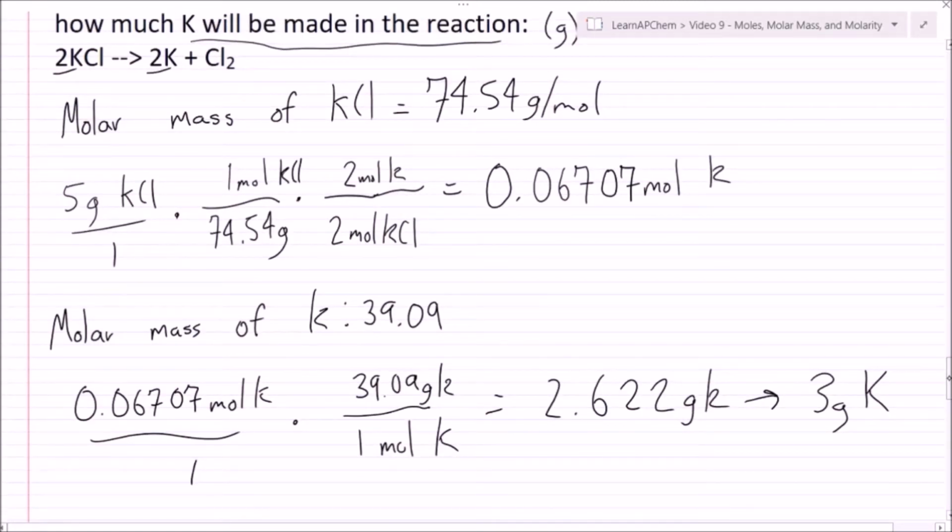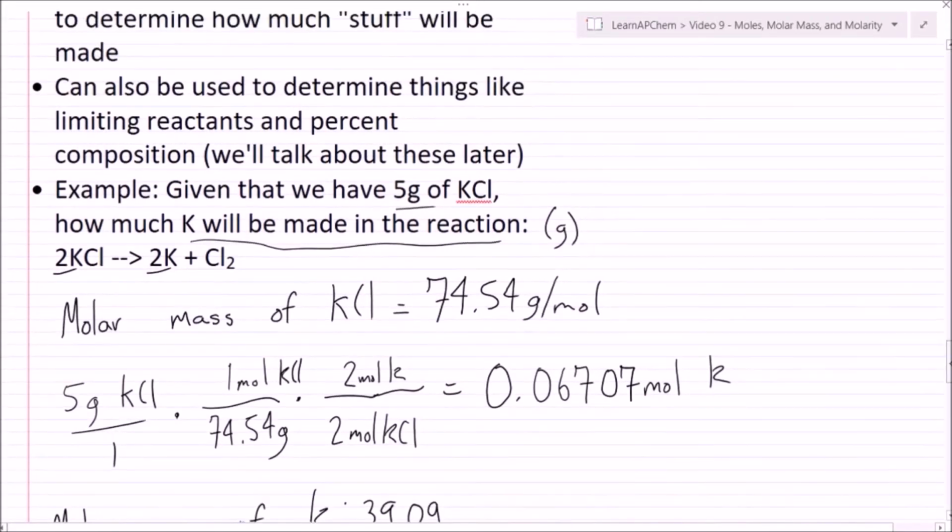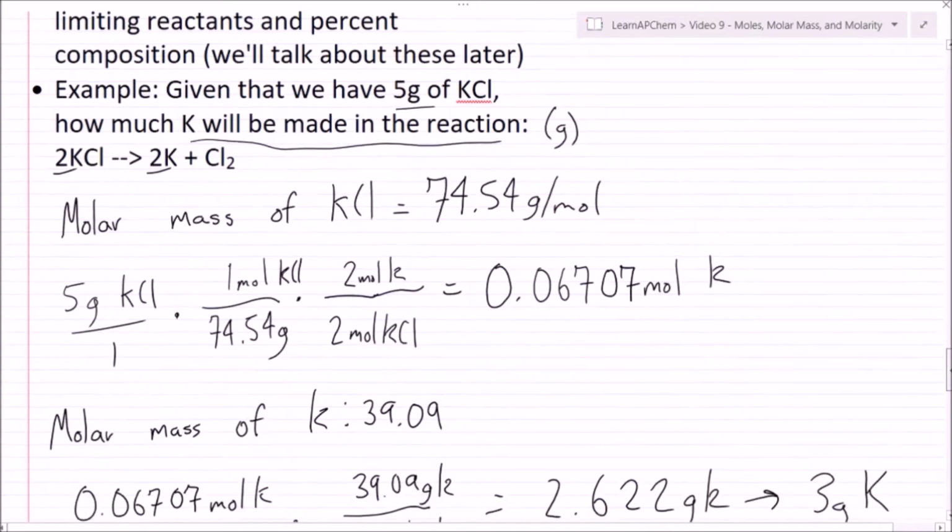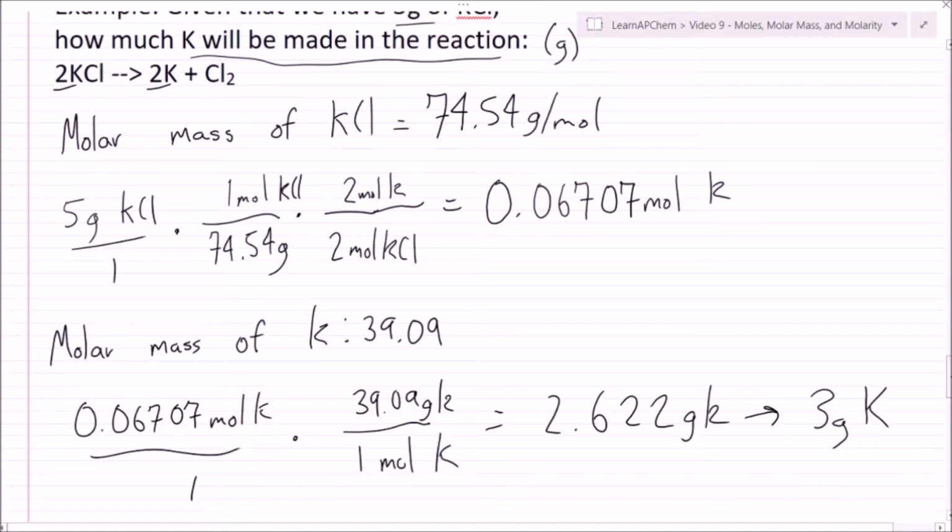So that's a good way to use molar mass, to convert between weights of the products and the reactants, or different products versus a different product. And again, right now, we're assuming that this has 100% yield. I'll talk about that more later, but just be familiar with how to do this.